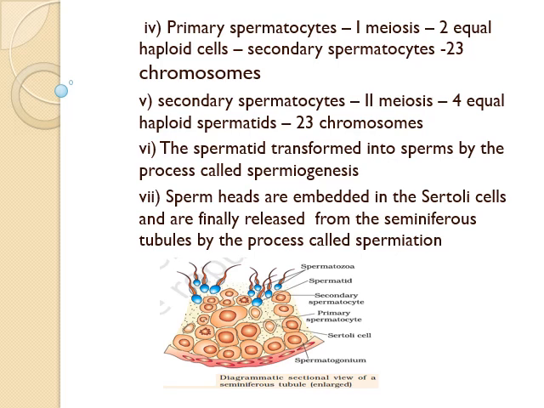Next, the sperm heads are embedded in the Sertoli cells. From here, sperms are finally released from the seminiferous tubules. This process is called spermiation. Once again, remember that spermiogenesis means spermatids are transformed into sperms. Then spermiation means the sperm heads are embedded in the Sertoli cells and finally released from the seminiferous tubules. Observe the given picture. That is an enlarged portion of the seminiferous tubules. Practice this diagram.